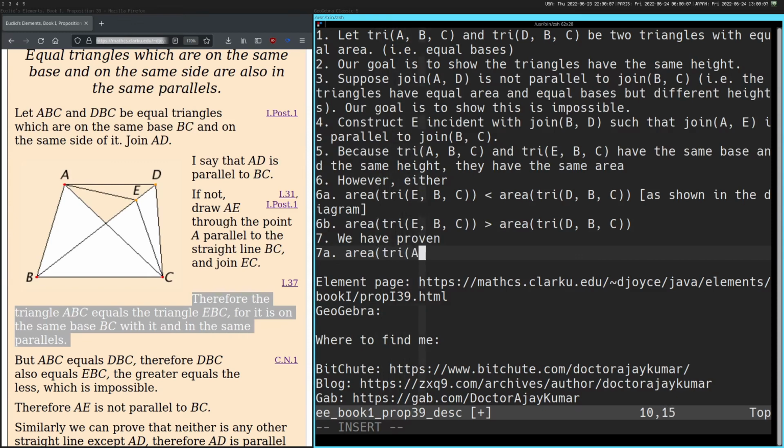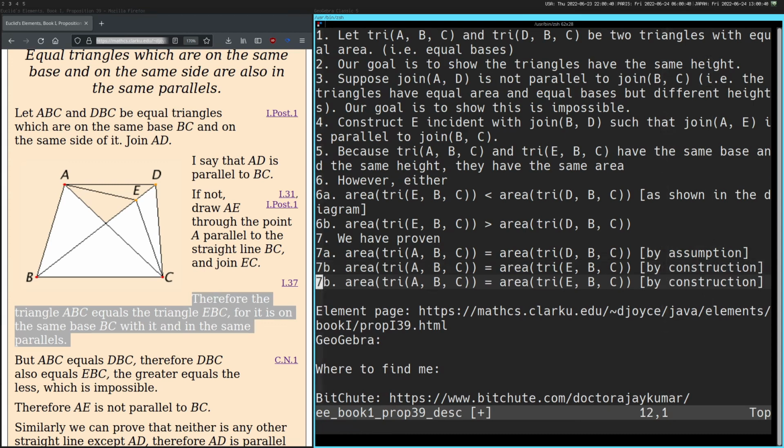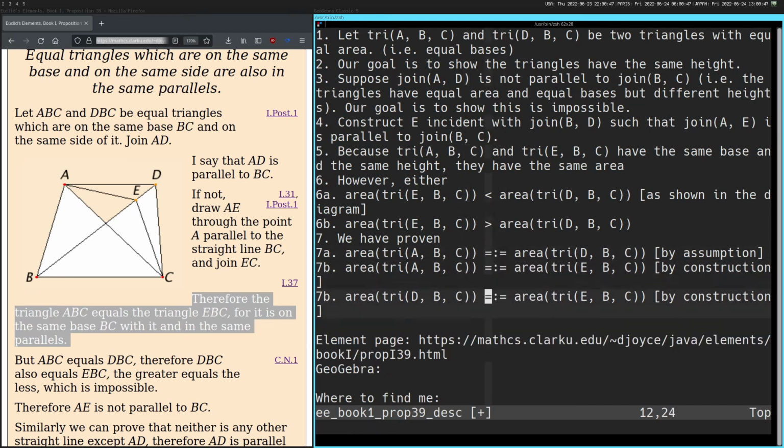Area of triangle ABC, right, area of the triangle DBC. Assumption. By assumption, the area of the triangle ABC is equal to the triangle EBC by construction. By assumption, by construction, the area of the triangle DBC, by construction. Therefore, the situation is impossible.